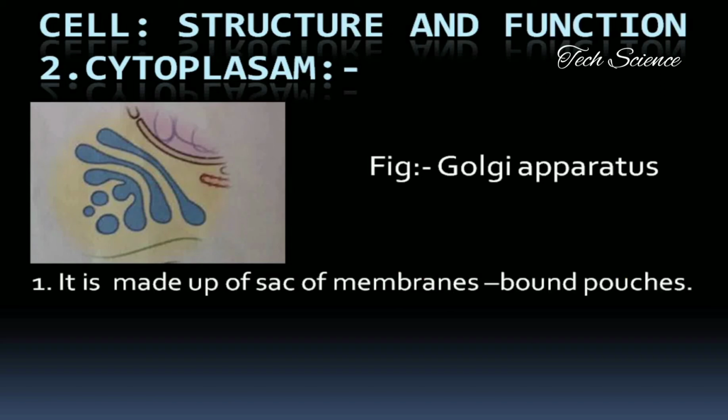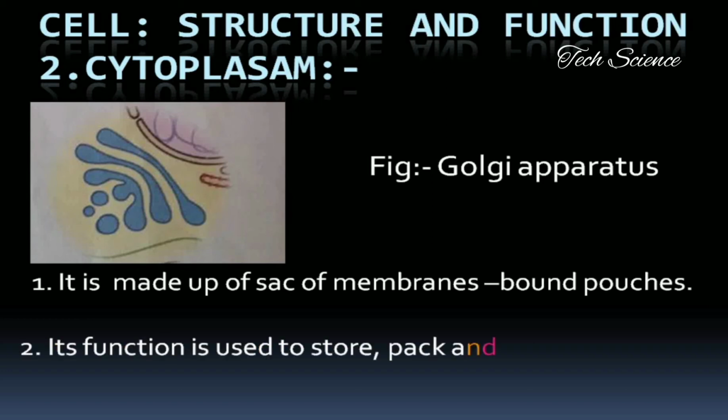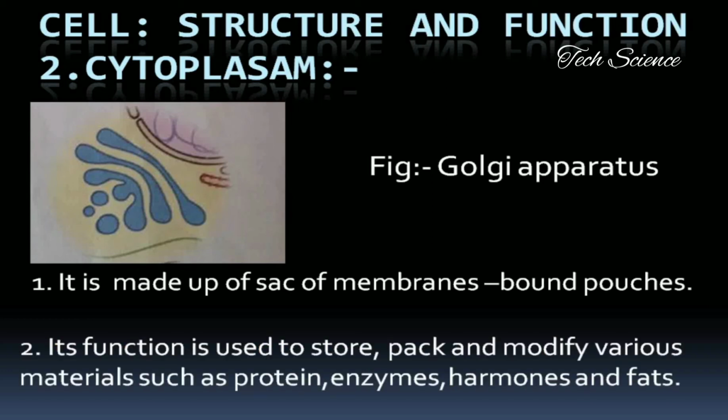So generally, what is the function of the Golgi apparatus? Number one, it is made up of sacs of membrane bound pouches, and the function is storage, packing and modification of important things like protein, enzymes, hormones, fats, etc. These are the essential substances required for the cell body to perform its different activities. Where they get stored, packaged and modified, all of this happens within the Golgi apparatus only. So this is the next cell organelle present in the cytoplasm.